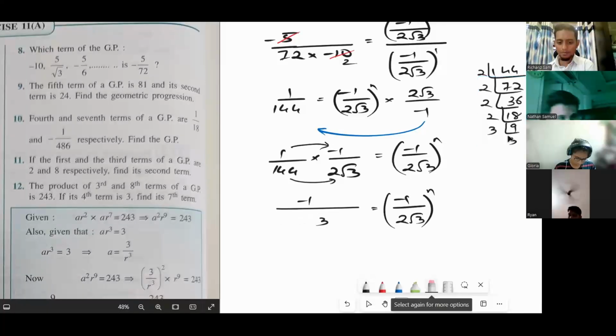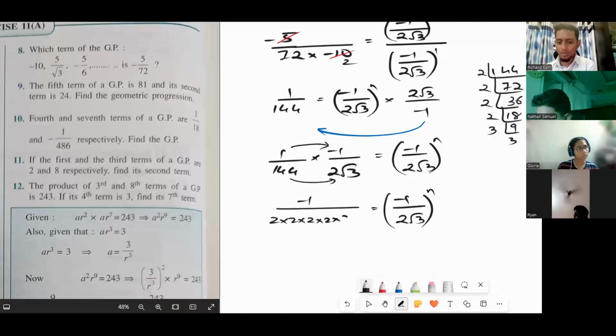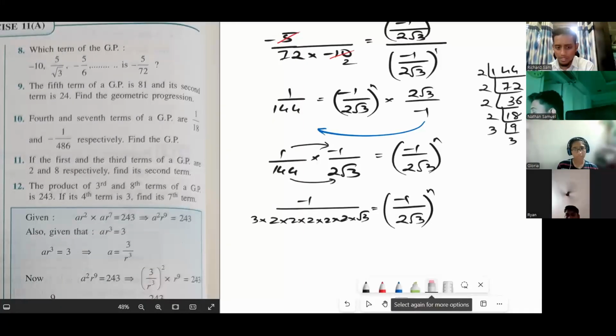Okay, coming back one step. See, this 144 is what? 2 into 2 into 2 into 2 into this 2 into 3 into 3. How about we do 144 root, that would be 12. And if we prime factorize 12, it will be 2 root 3. Okay. All right. Yeah, that'll be better. So 144.